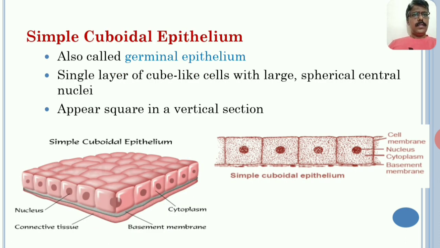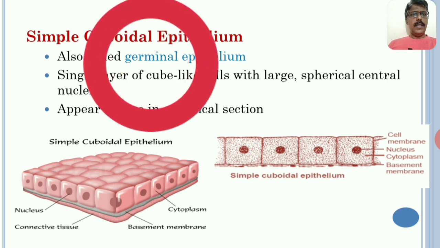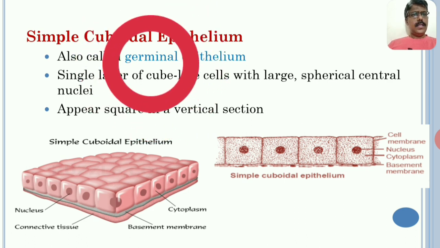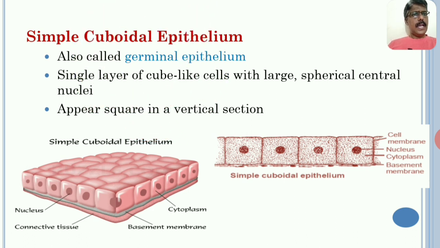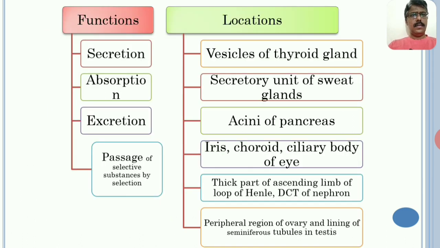Now we will discuss simple cuboidal epithelium. It is also called germinal epithelium. It is a single layer of cube-like cells with large spherical central nuclei, appearing square in a vertical section. Functions: secretion, absorption, excretion and passage of selective substances by selection.